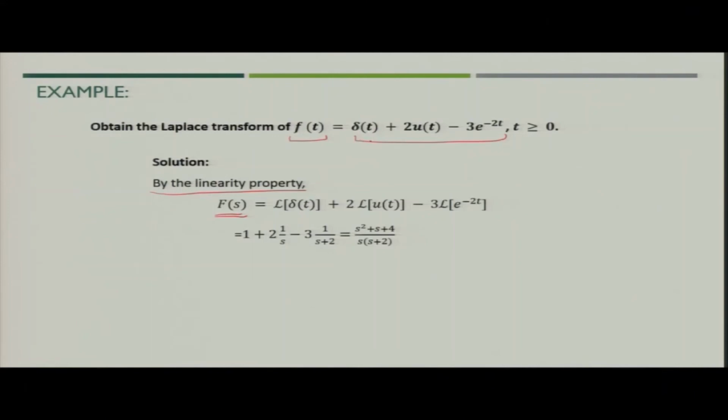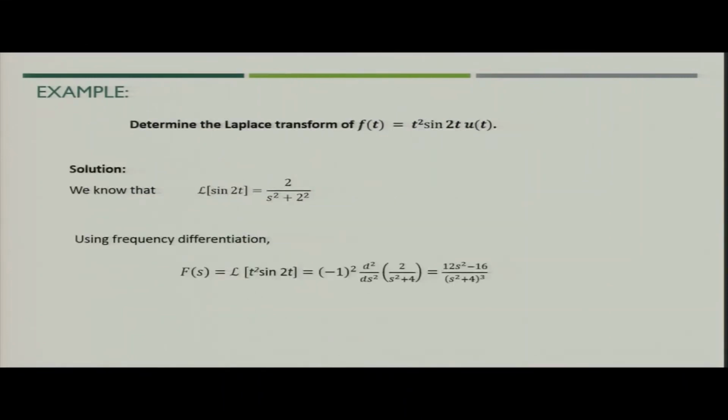The Laplace of delta t will be 1, the Laplace of u t, with the 2 taken out, will be 1 by s, and then the Laplace of e to the power minus 2 t will be 1 upon s plus 2. So, now you know the Laplace transform of all these three terms. You will simplify, and then you will get the Laplace transform of the complete function f t, that is s square plus s plus 4 divided by s into s plus 2.